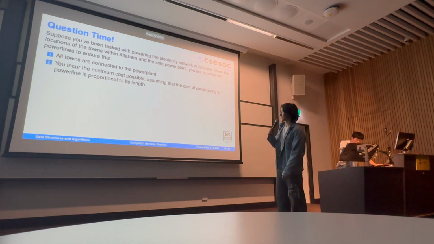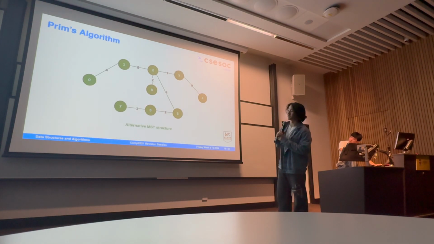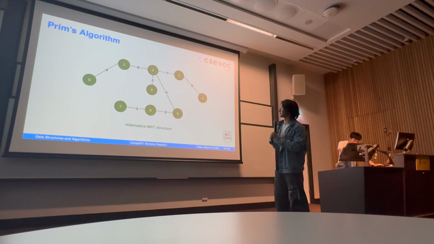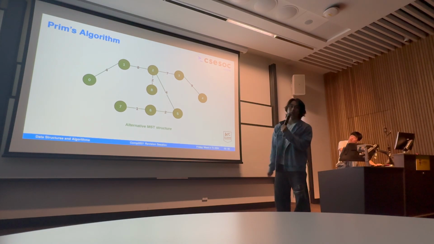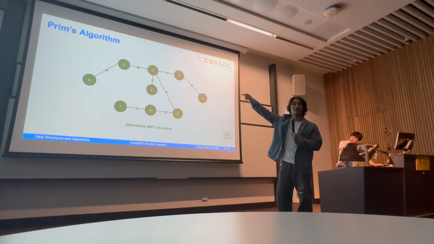So yeah, as you can see, we can result in alternative MSTs. One graph can have multiple MSTs, and this is the case where we took 1 to 2 instead, because it was the same weight as 0 to 7.